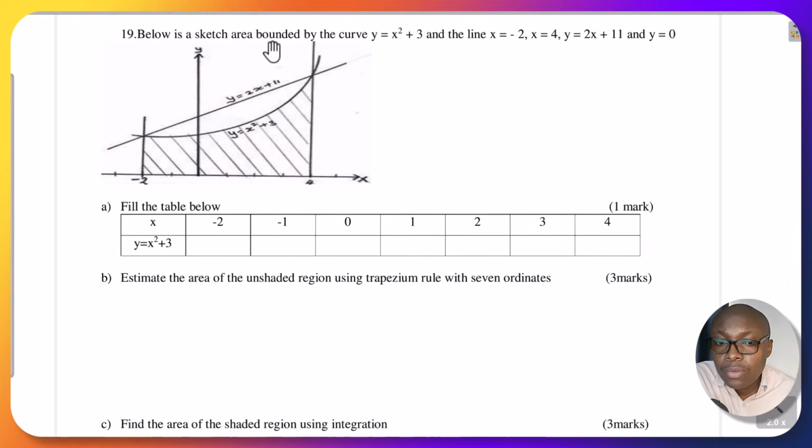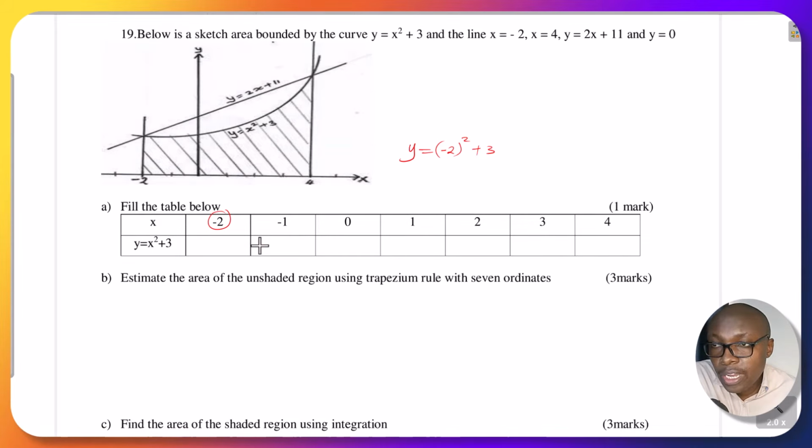Now filling this table is quite easy. You only need to use your calculator very well and substitute these values of x. I'll just demonstrate using the first one, and then I'll fill the others because I've already done that. So the first one, for example, when x is equals to -2, you just fill the value of y. So y is given by x squared plus 3. So substitute x with -2. So that will be -2 squared, then plus 3. Just feed that in the way it is in the calculator.